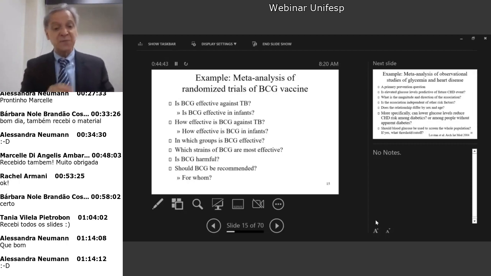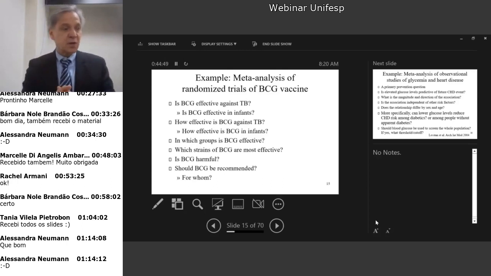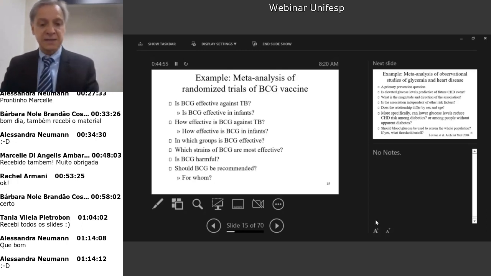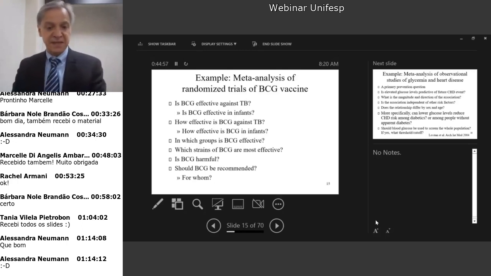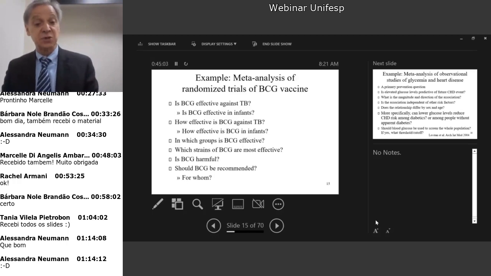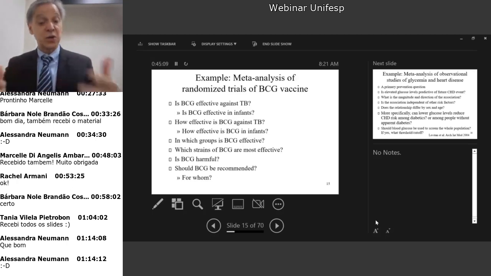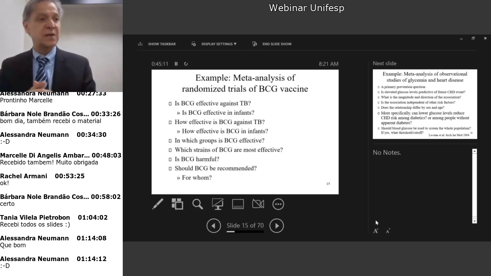In which group is BCG effective? If there are other groups besides infants, we need to explain that. Which strains of BCG are most effective? So now I'm not classifying the outcome, I'm classifying the intervention, and I can analyze that too. All these questions are fair questions in a meta-analysis, and they should be thought through. Is BCG harmful? There are ways of identifying that; you can do a meta-analysis just on the harmfulness of BCG.